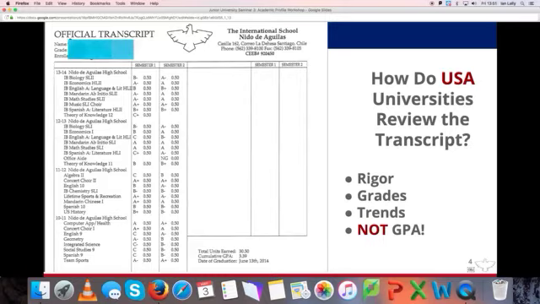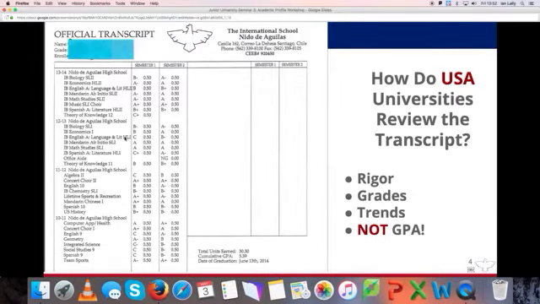Now we're going to talk a little bit about how different world universities view this transcript, particularly how the USA looks at this document. How do they review the transcript? We're going to review these things here: rigor, grades, trends, not GPA. So what do we mean by rigor? Well, that means how hard the classes are that you take.